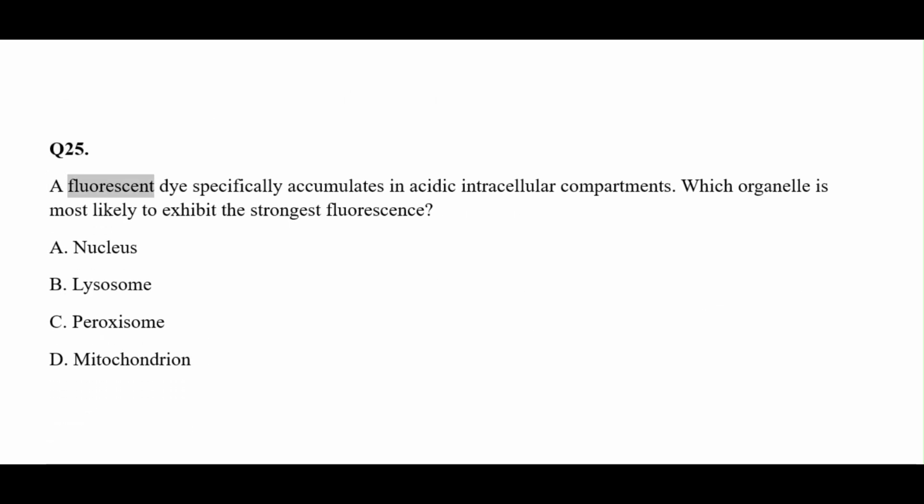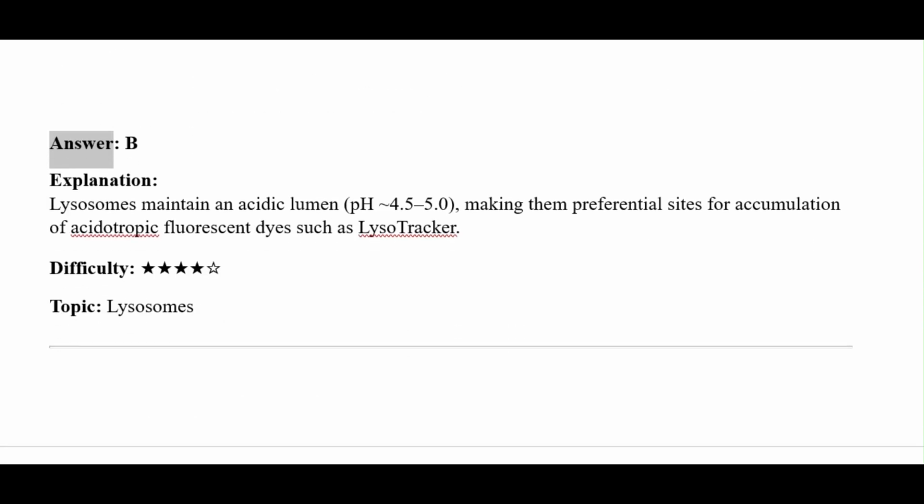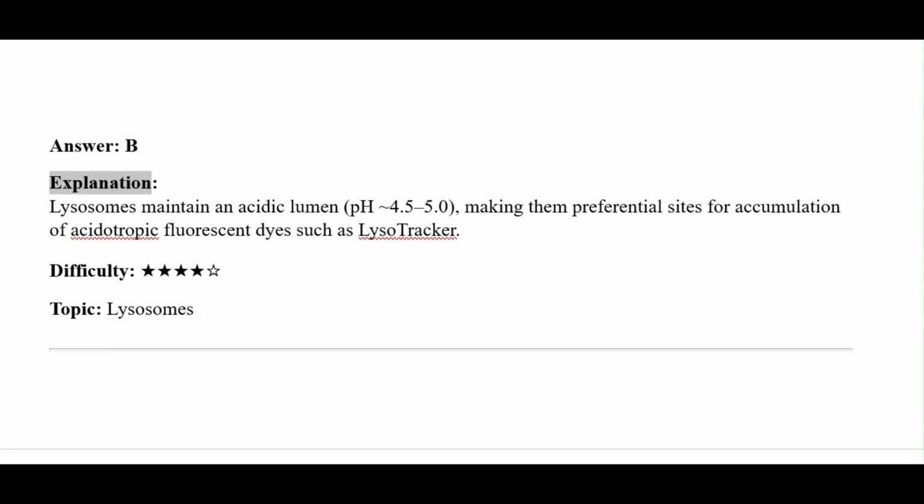Q25. A fluorescent dye specifically accumulates in acidic intracellular compartments. Which organelle is most likely to exhibit the strongest fluorescence? A. Nucleus. B. Lysosome. C. Peroxisome. D. Mitochondrion. Answer, B. Explanation. Lysosomes maintain an acidic lumen, pH 4.5 to 5.0, making them preferential sites for accumulation of acidotropic fluorescent dyes such as LysoTracker. Difficulty. Topic: Lysosomes.